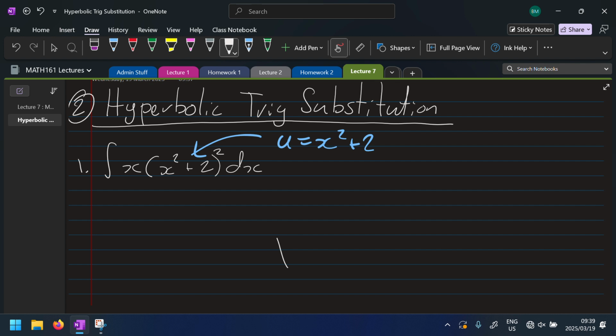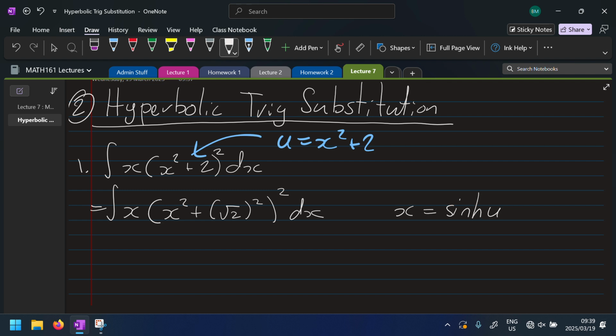So, hyperbolic trig substitution, it will be sine hyperbolic, because over here is the x squared plus a squared. So this is going to be the integral of x squared plus a squared. So x equals root 2 sine hyperbolic u, where a is root 2.